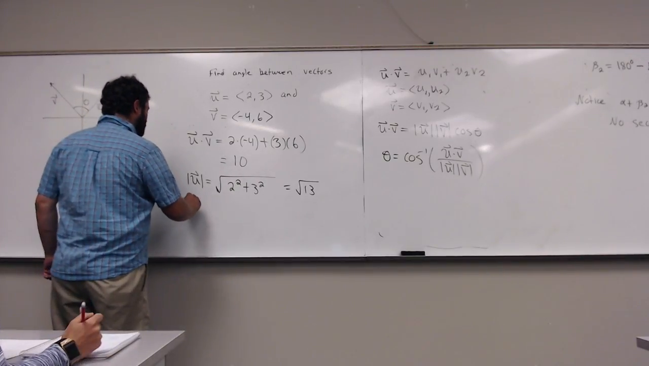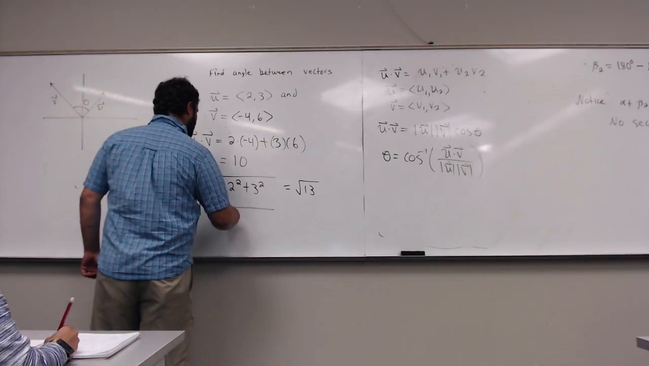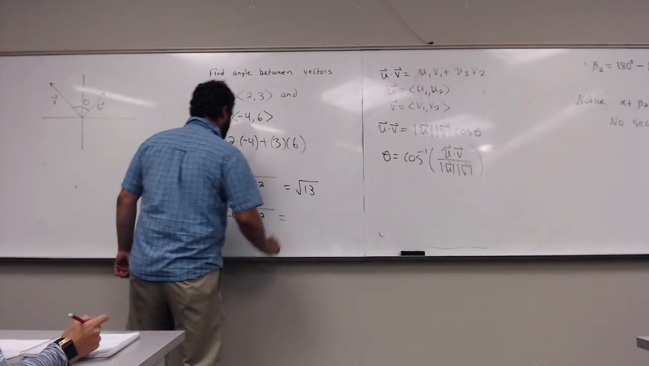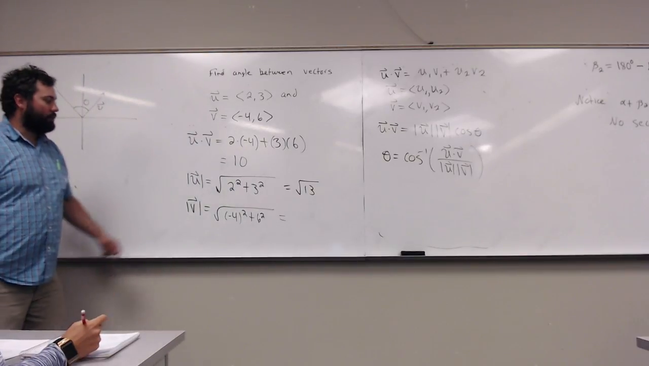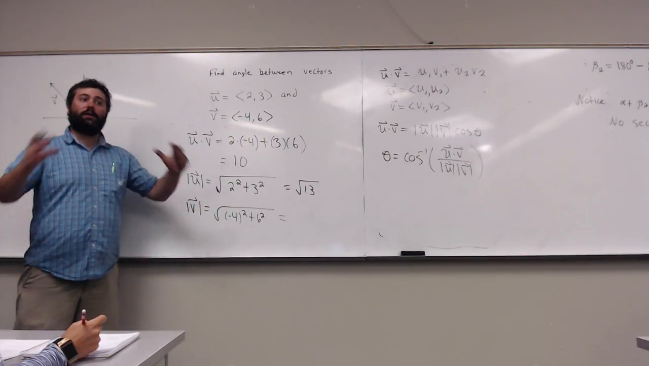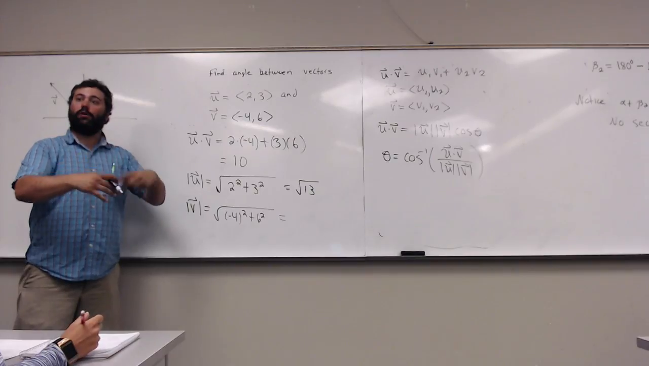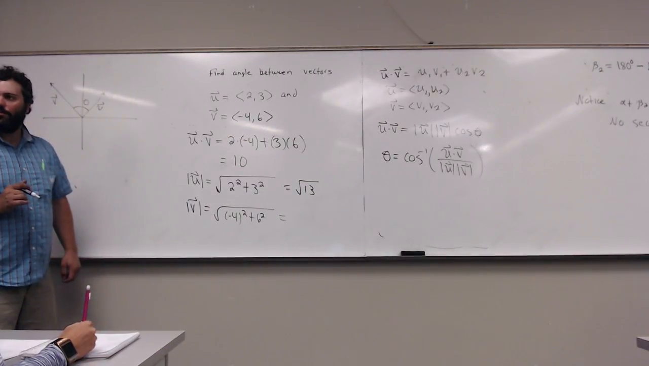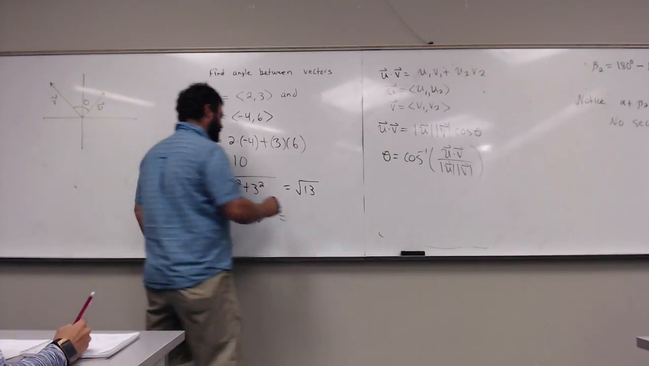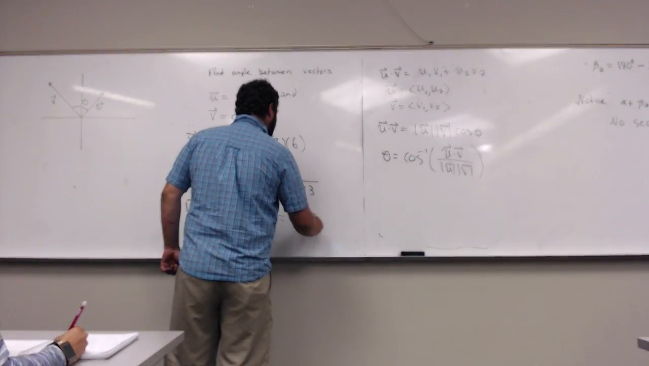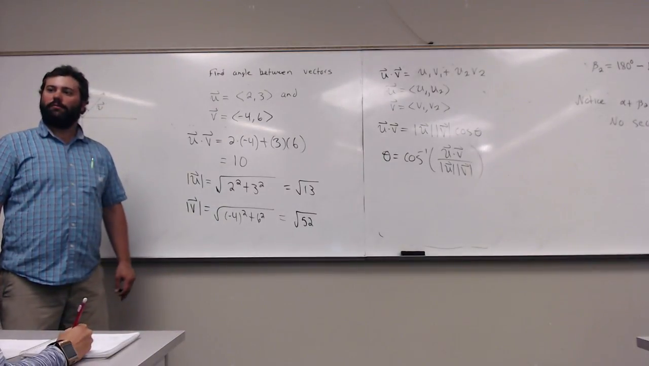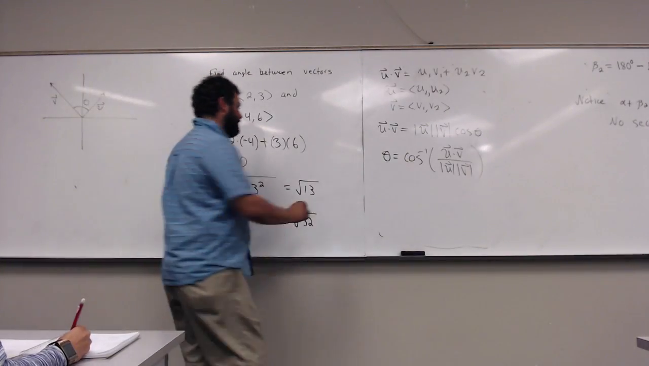Magnitude v is the square root of minus 4 squared plus 6 squared. Remember, you're squaring a negative. Make sure your negative number's in parentheses because it will become positive once you square. And I think that's what, 16 plus 36? So you get the square root of 52. I think that's 4 times 13. Yeah. So this should be 2 root 13.